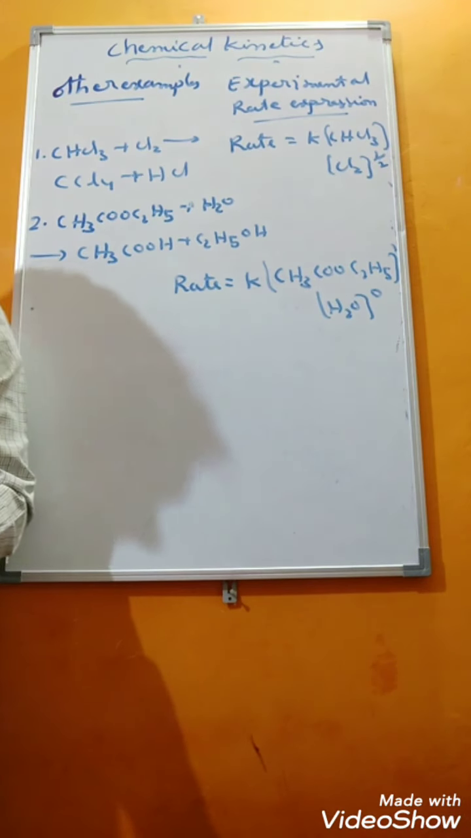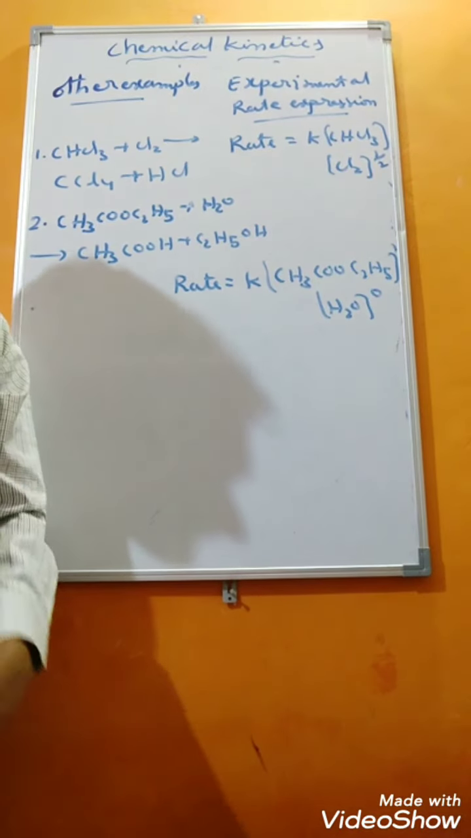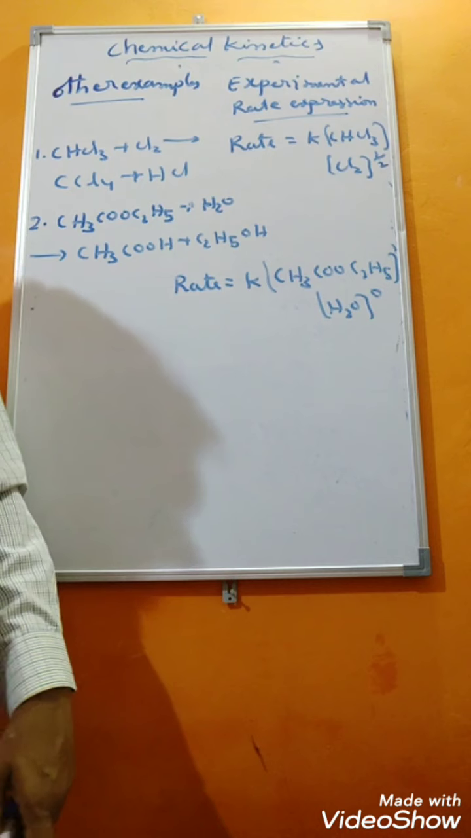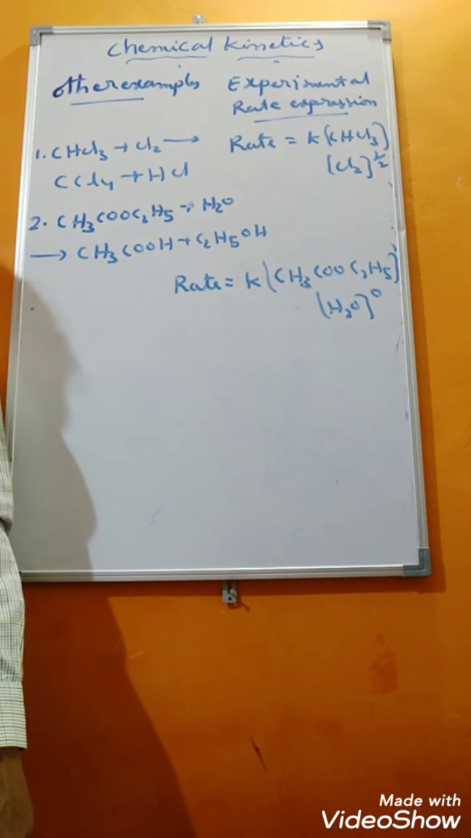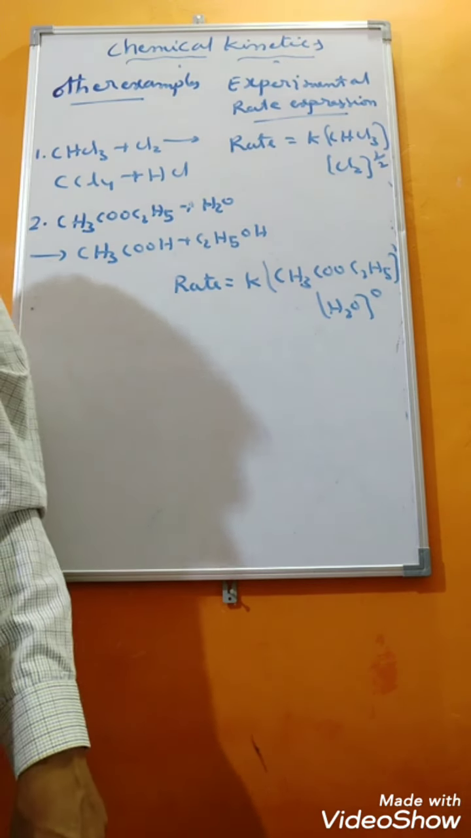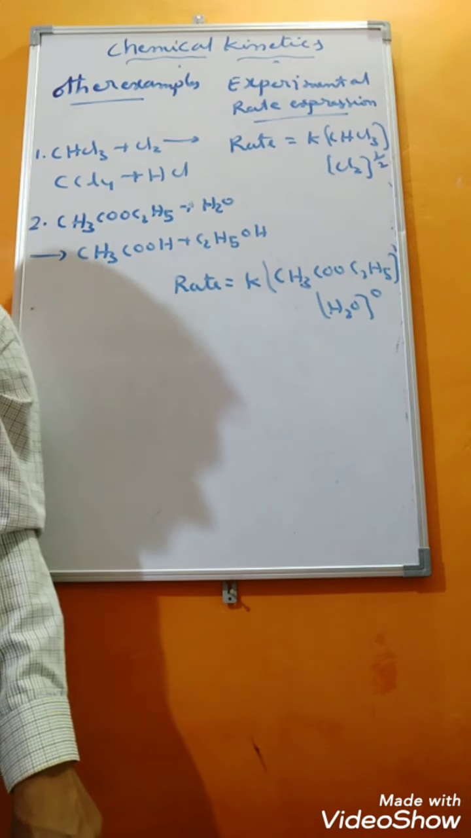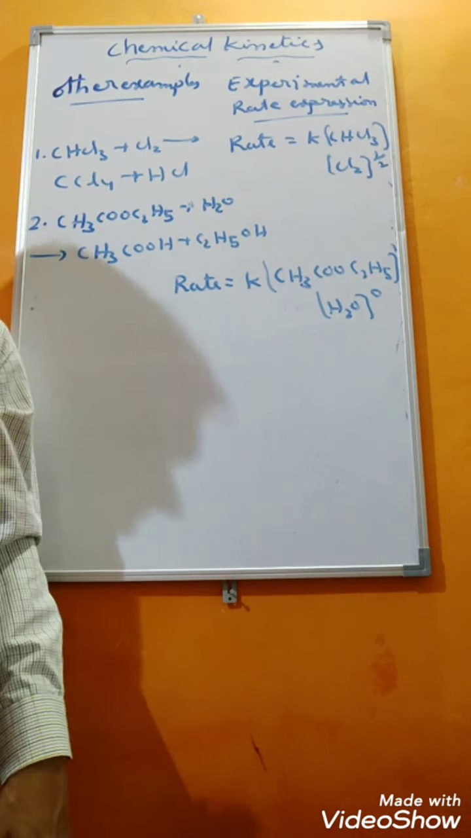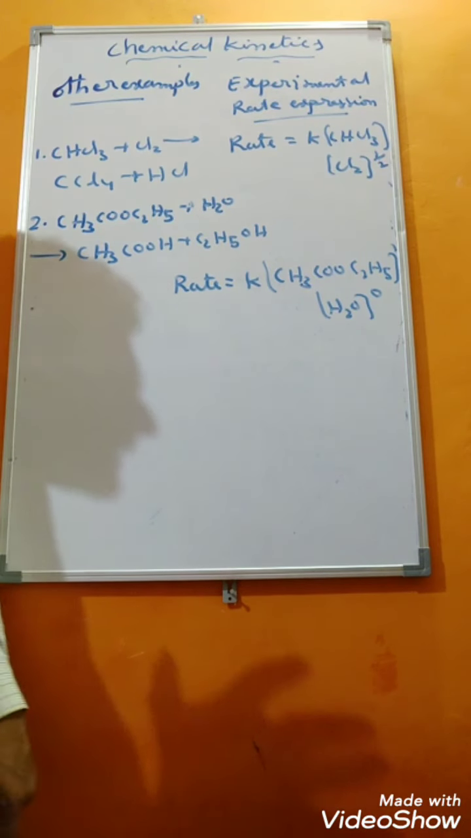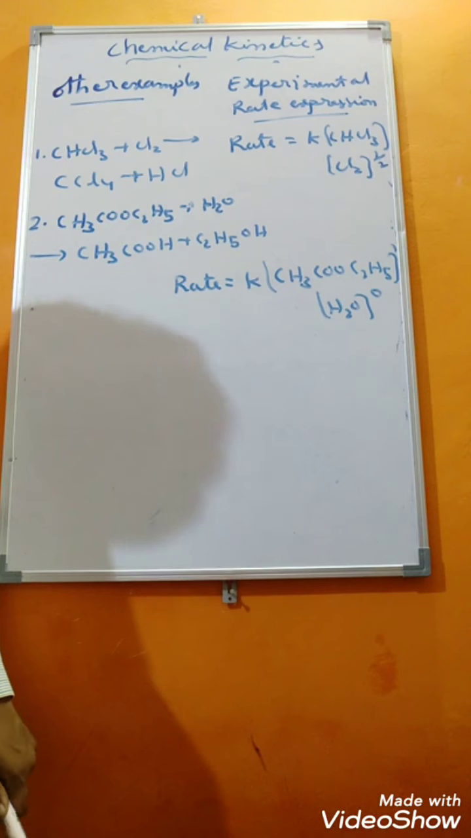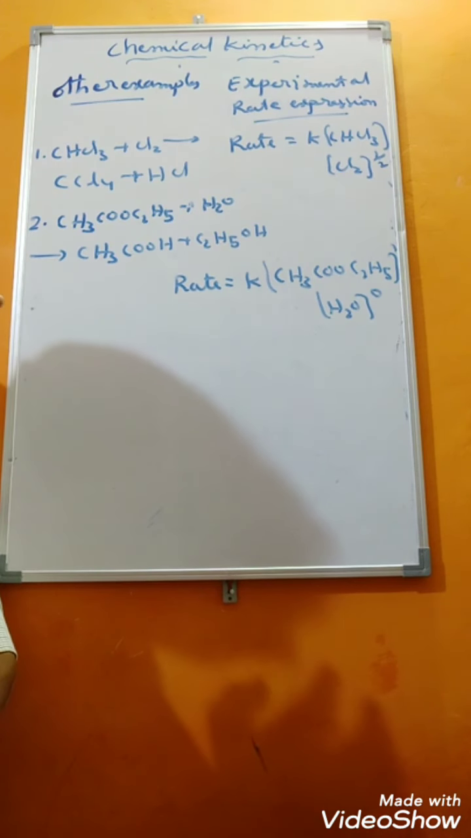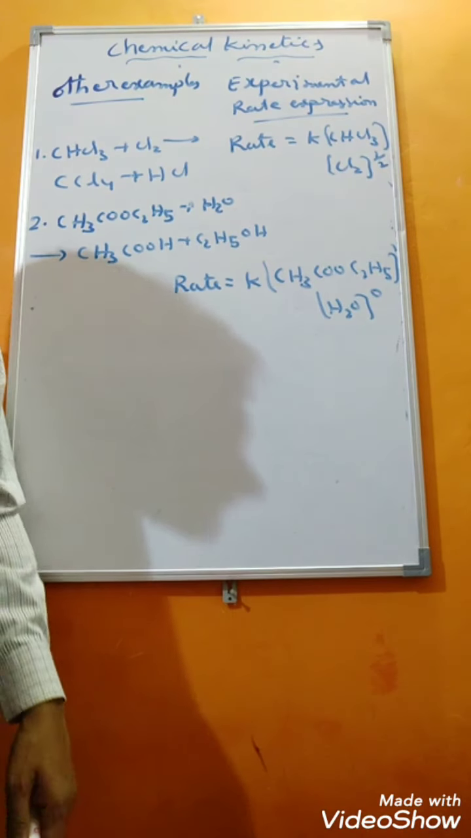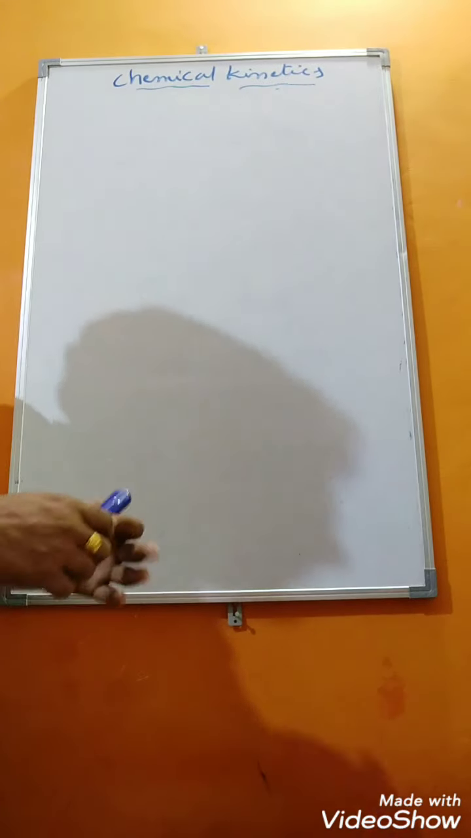Got it, students? So based on this, what we can say is that the rate law for any reaction cannot be predicted by looking at the balanced chemical equation. Theoretically we cannot measure it; it must be determined experimentally. This is the concept we have, students. So that is rate expression. And one more concept we have, that is order of the reaction. That also we will see now.